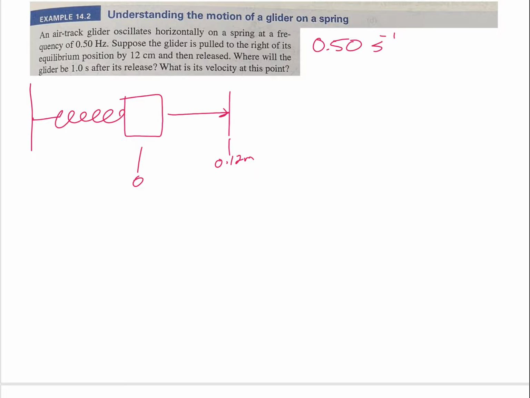So, where will it be? That's a position, okay? I'm starting off at a positive displacement, so my position function, x of t, has an amplitude of 0.12 meters. Am I dealing with a sine or a cosine situation? Because we're starting at the maximum, I would say this is a cosine situation. And then we have our period, right? What is the period going to be? Do we know?